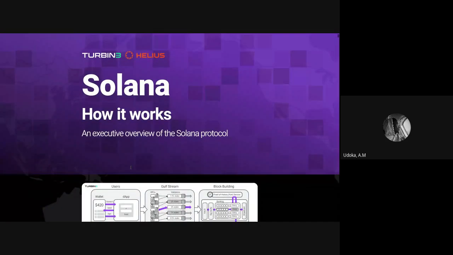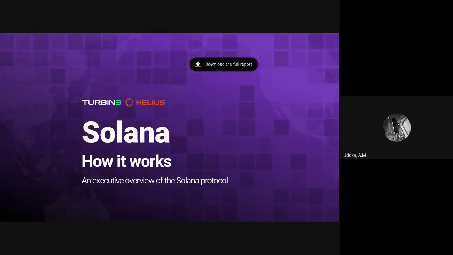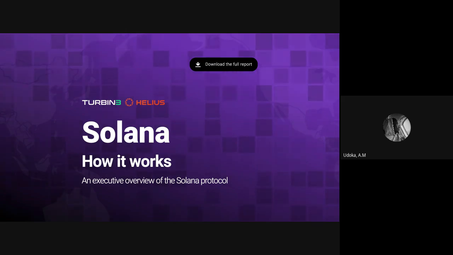It was written by Lostin. Lostin is a developer relations engineer at Helios. Helios is actually one of the main protocol infrastructure RPC providers enabling Solana, and in collaboration with Turbine 3. I was a student at Turbine 3 at the time this was written. So at some point, we all had to see this before it was published, and had a few contributions to make.